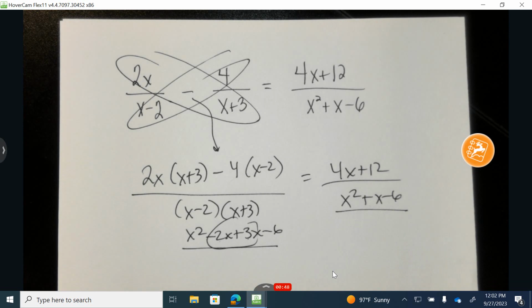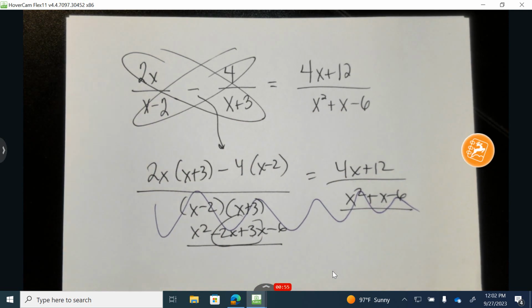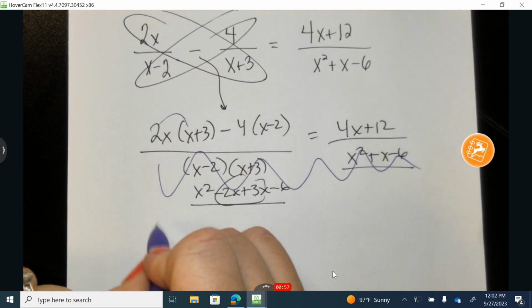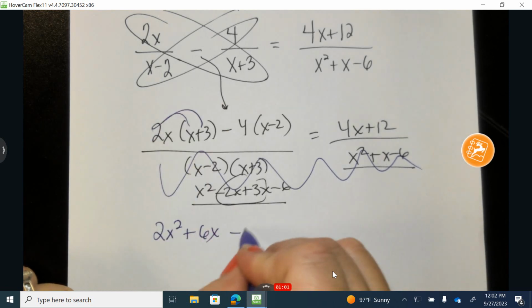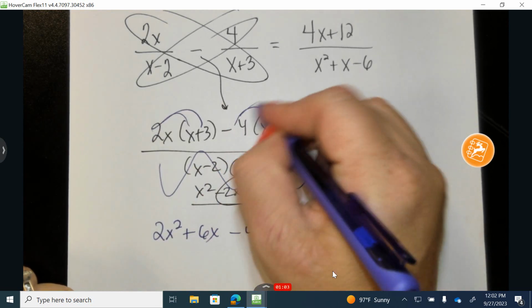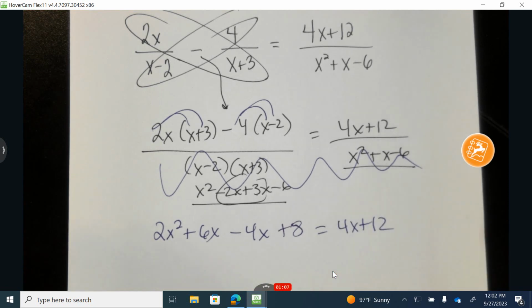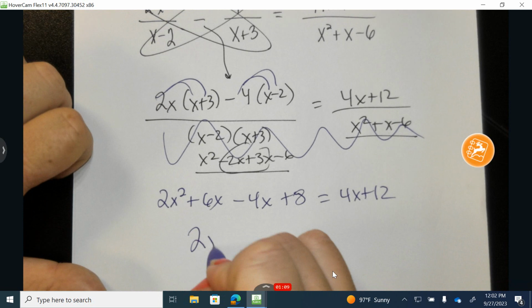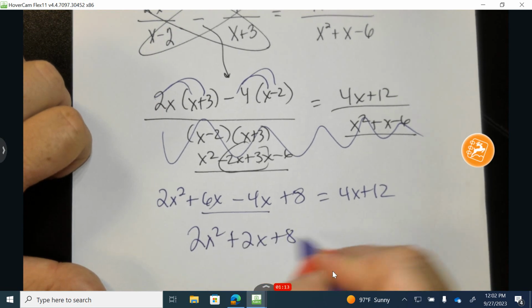Remember, when you're working with rational equations, when the denominators are the same, we get to cross out the denominators. We only have to solve the numerators. So I have 2x squared plus 6x minus 4x, be careful with that negative, plus 8 equals 4x plus 12. 2x squared plus 2x plus 8.